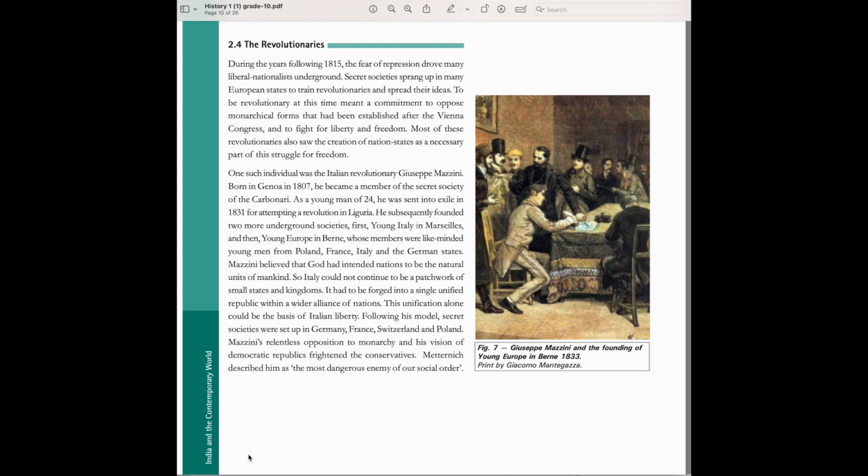One such individual was the Italian revolutionary Giuseppe Mazzini. Born in Genoa in 1807, he became a member of the secret society of the Carbonari. As a young man of 24, he was sent into exile in 1831 for attempting a revolution in Liguria. He subsequently founded two more underground societies, first Young Italy in Marseilles and then Young Europe in Bern, whose members were like-minded young men from Poland, France, Italy, and the German states.